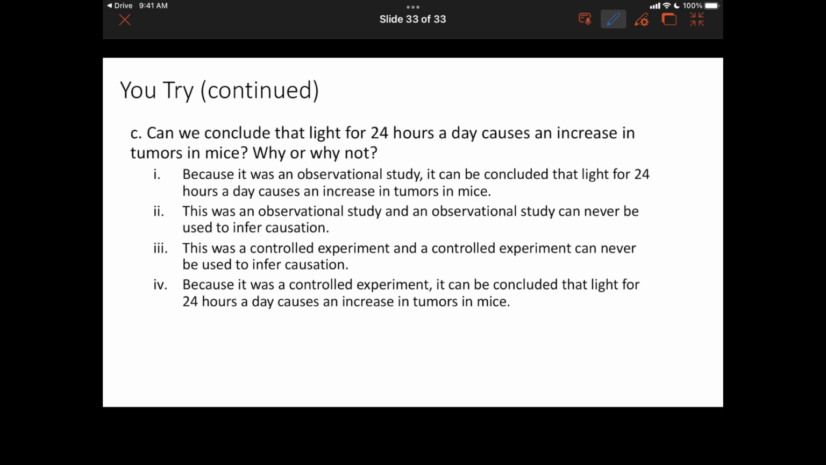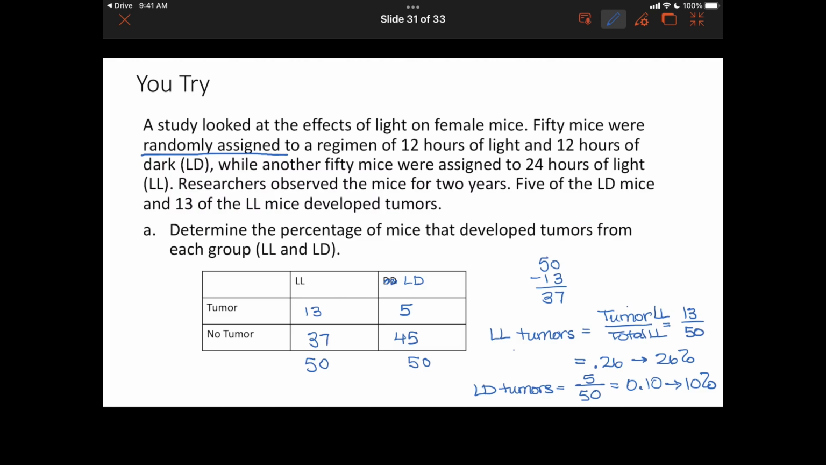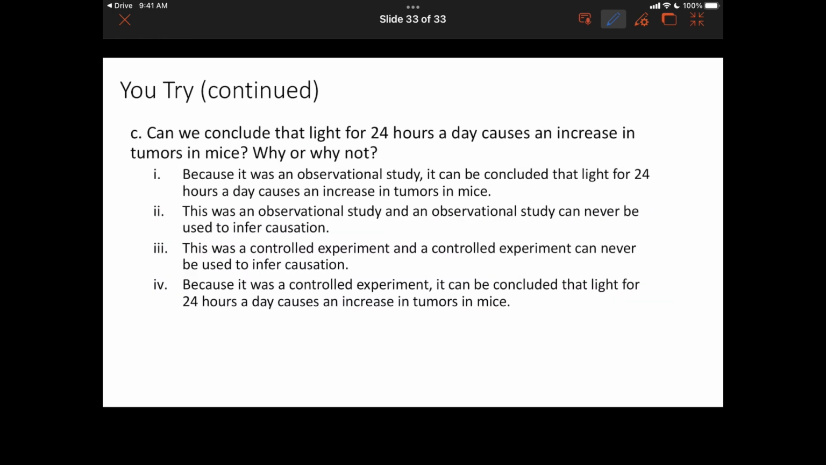Can we conclude that light for 24 hours a day causes an increase in tumors in mice? Why or why not? Well, first of all, we saw that the group that had 24 hours of light had a higher percentage of tumors, right? Now, since this was a controlled experiment, we're allowed to conclude a cause and effect result. So, since this was a controlled experiment, we can conclude that light for 24 hours a day causes an increase in tumors in mice.